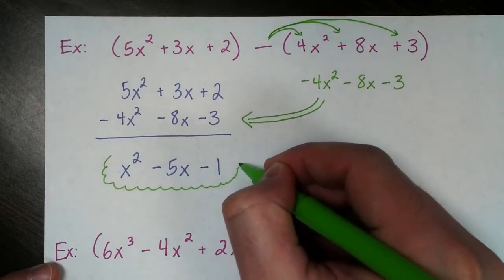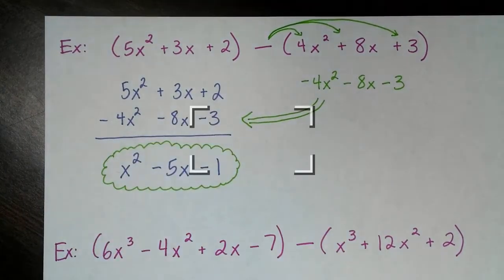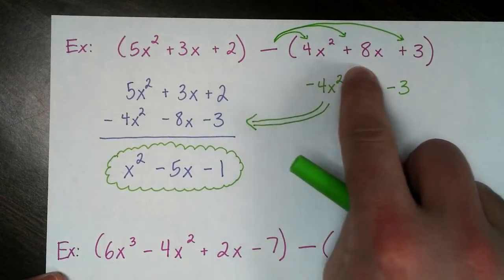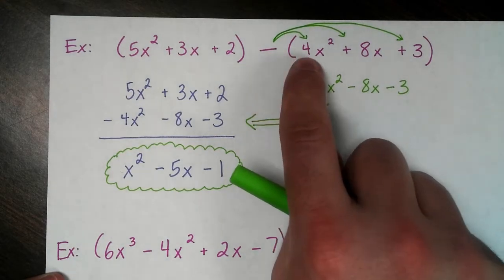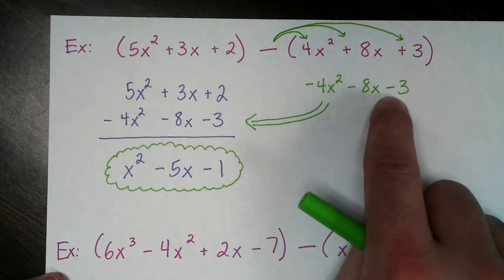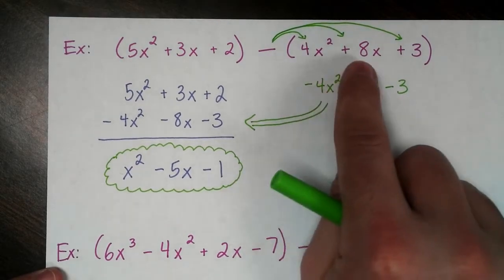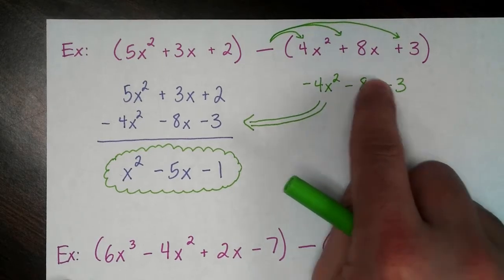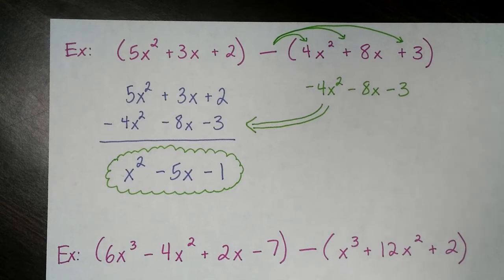There's just that one extra step of essentially distributing the minus, or distributing the negative, to all of the terms in the second polynomial. And so what we did was we distributed, and then we just rewrote that polynomial with all of its new signs. So again, positive 4, negative 4, positive 8, negative 8, positive 3, negative 3. And then we just bring that information underneath our first polynomial and combine like terms.